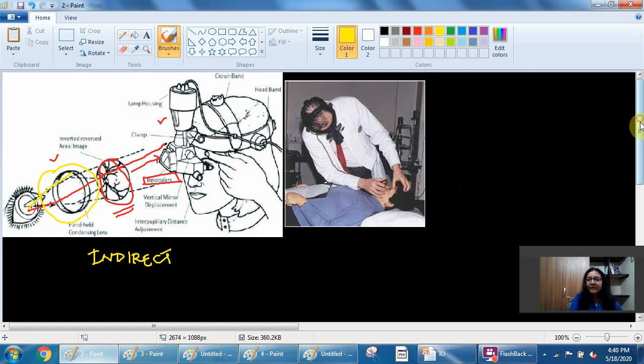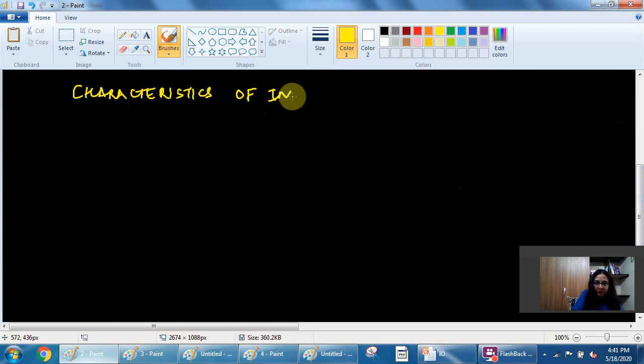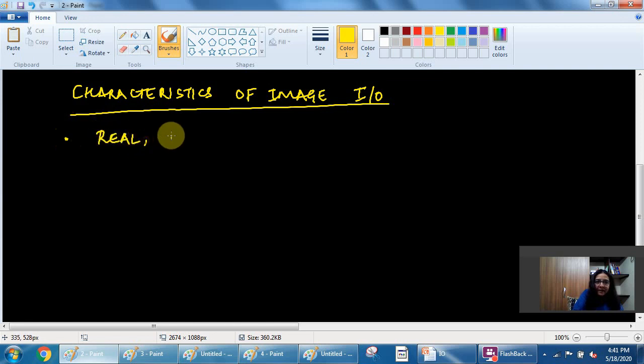Now what are the characteristics of the image formed by the indirect ophthalmoscope? It is important to know because MCQs can be asked from this. So indirect ophthalmoscope we can call IO. This image which is formed is real and inverted. Not only is it inverted, it is also laterally reversed.